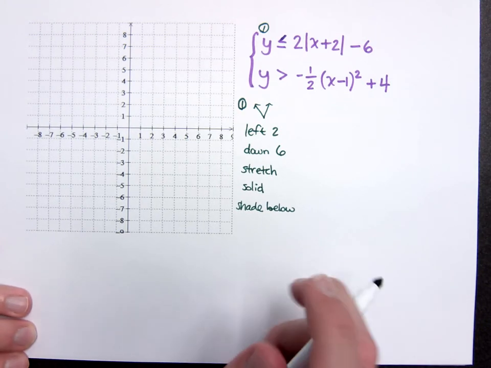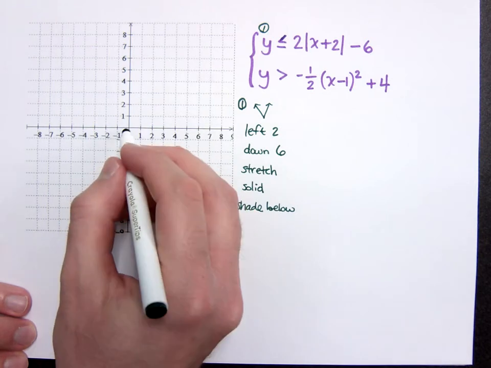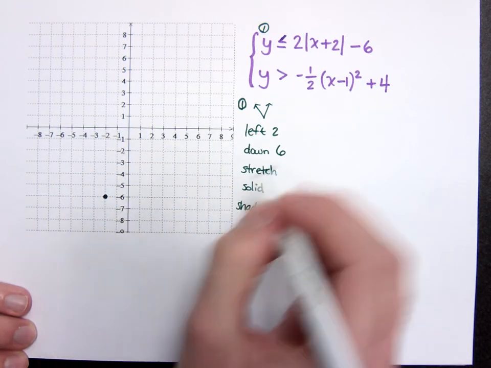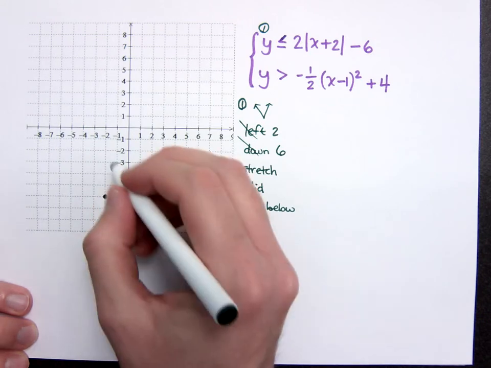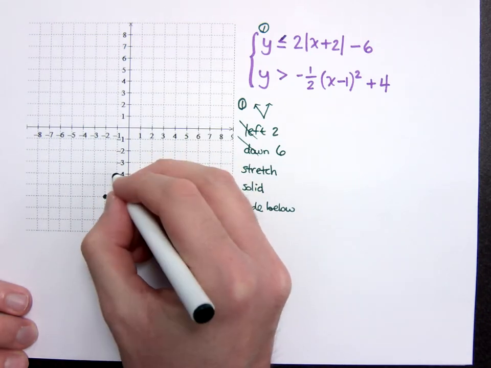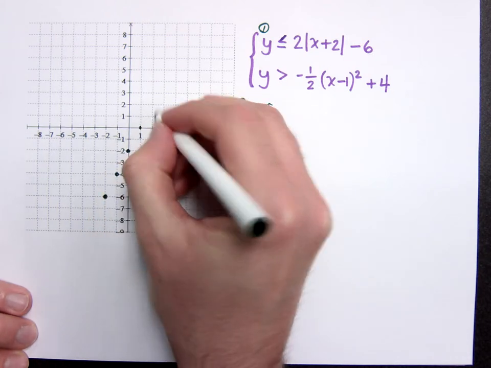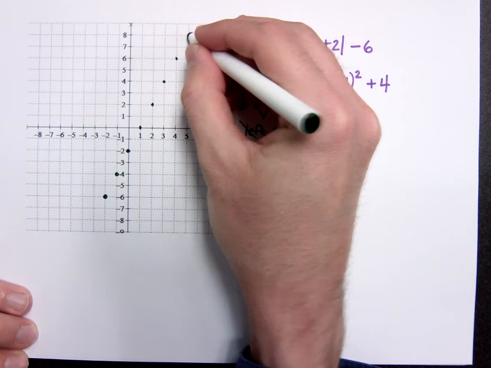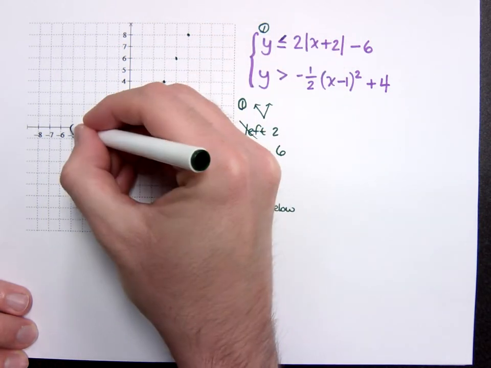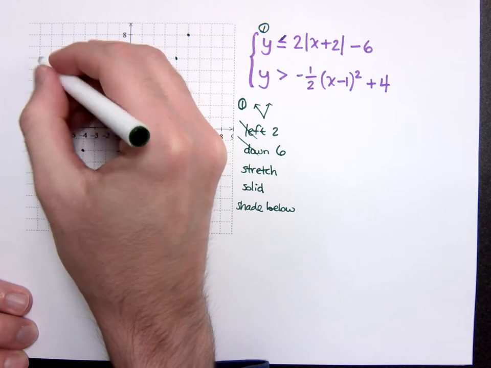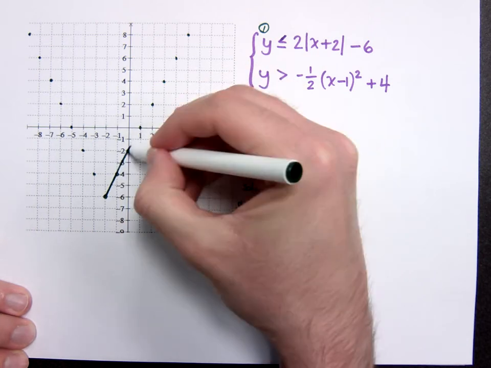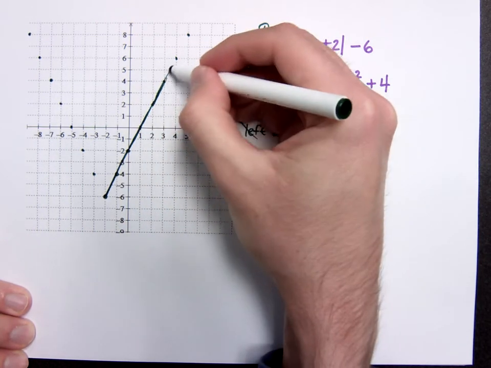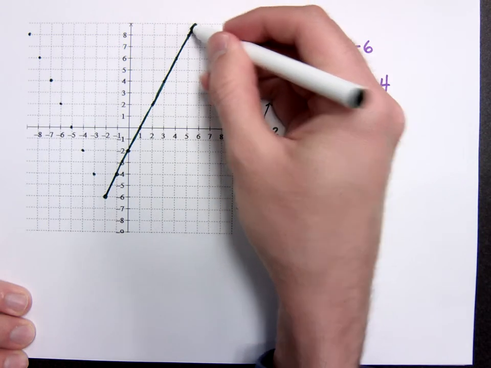Let's just graph this. So left 2 down 6 is right here. So I don't need to worry about going left 2 or down 6 anymore. I'm going to use that stretch and the absolute value shape to get the rest of my points. So that means what? Up 2 over 1. So this guy does open up. Get all of these nice points here, and then I can reflect across my axis of symmetry and go to the left. So nice, solid graph here.